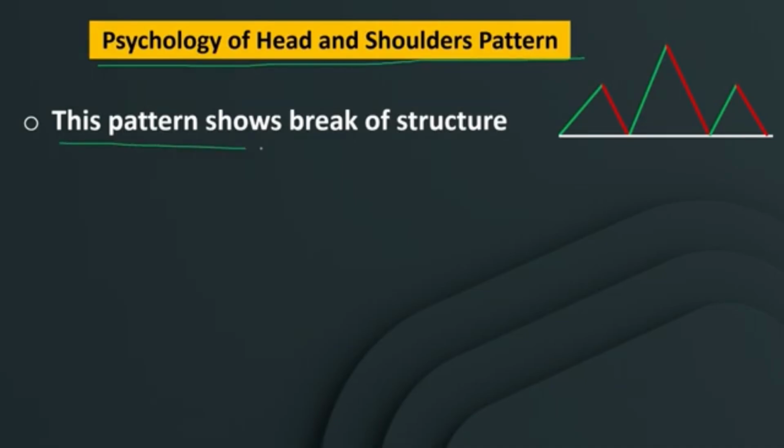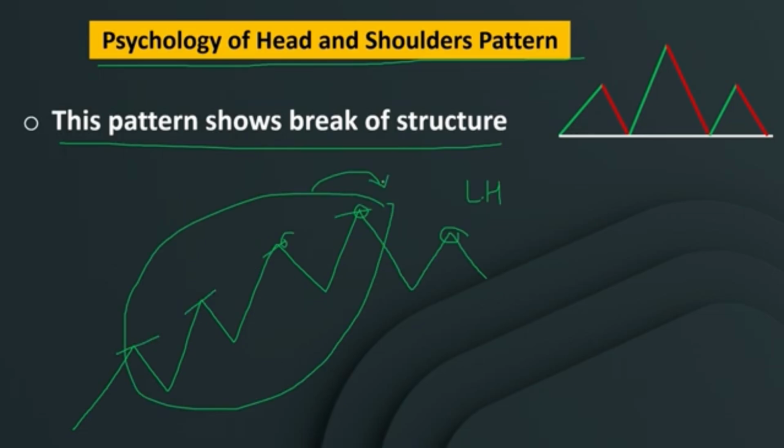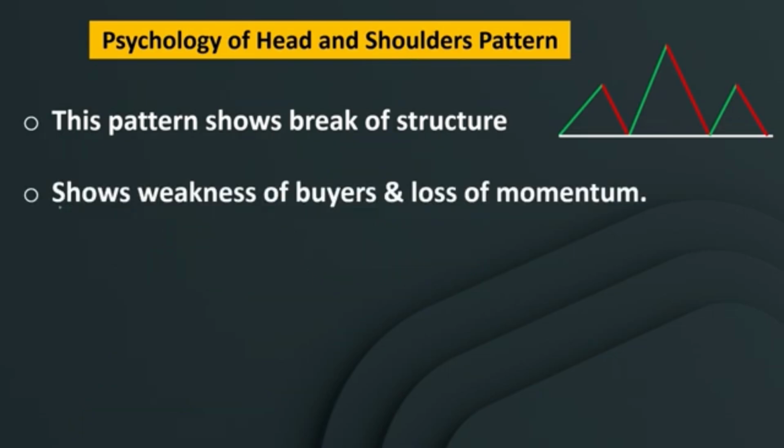Now, if we talk about the psychology of the head and shoulder pattern, first of all, it shows us the break of structure. So what is this break of structure? Let us understand. First of all, the prices continuously form higher highs and higher lows, which is a sign of an uptrend. Now, as soon as this lower high is formed here, this structure breaks. This is a sign of a trend reversal, so the head and shoulder pattern shows us the break of structure and is the most dangerous pattern for a trend reversal.